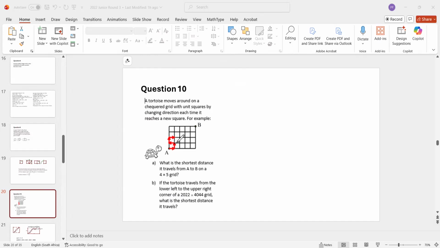Here, you can either go that way or that way, but it maybe decides to go like this and so on. Each time you move 1 unit, the direction changes. Now the question is, what is the shortest distance it travels from A to B on a 4x5 grid? This side is 4, as you can see, and that is 5. What is the shortest distance it has to travel to get to B?